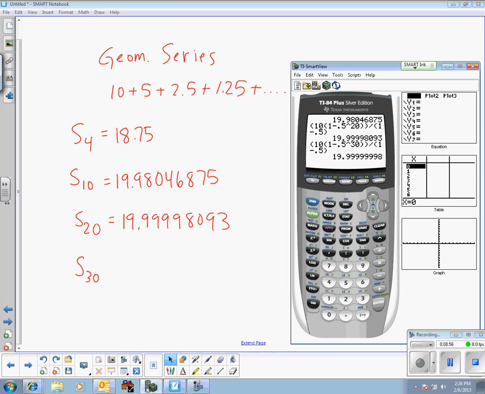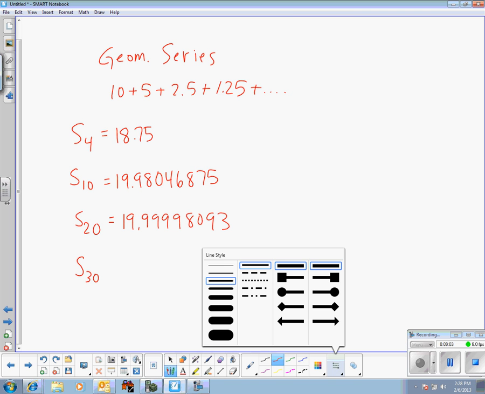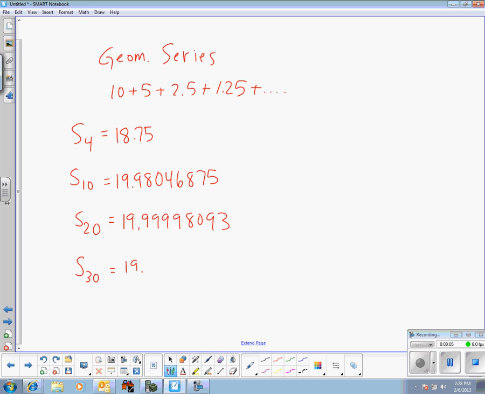Okay, so I get almost as many 9s as my calculator screen will hold. 1, 2, 3, 4, 5, 6, 7 9s, and then an 8. So what you can see here is that it doesn't appear like this sum is ever going to get over 20, no matter how many terms I add up.